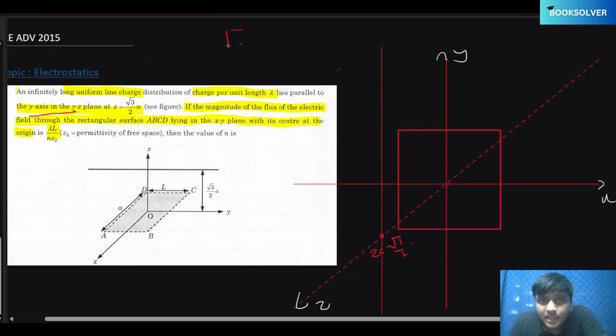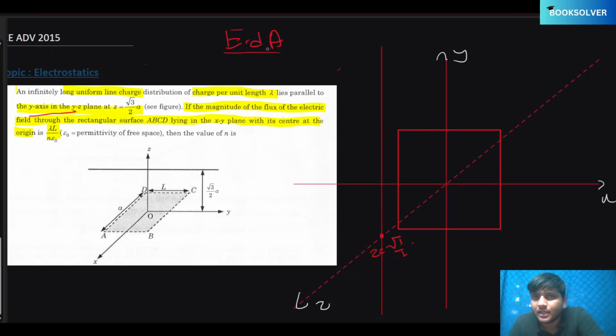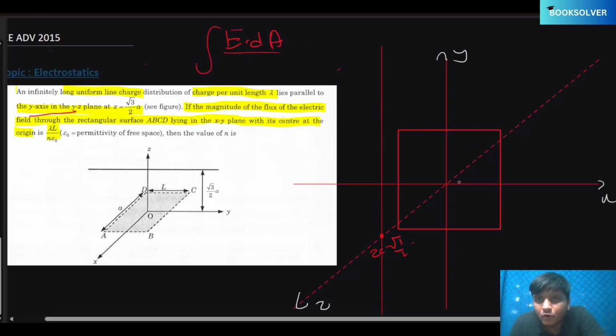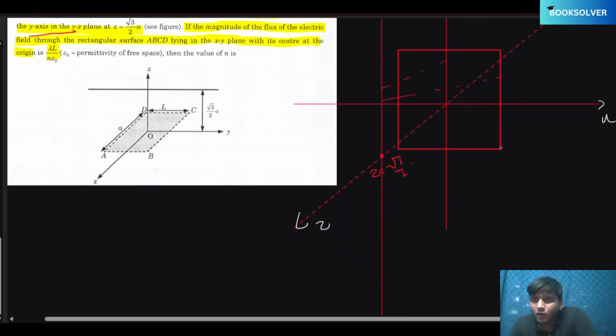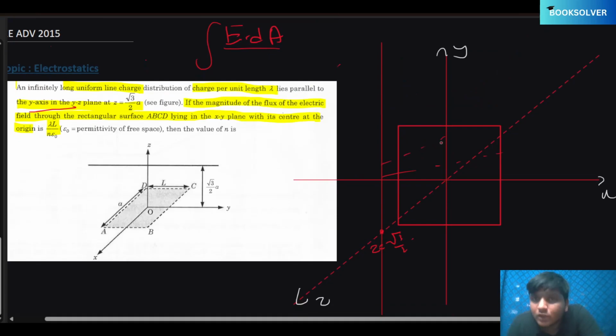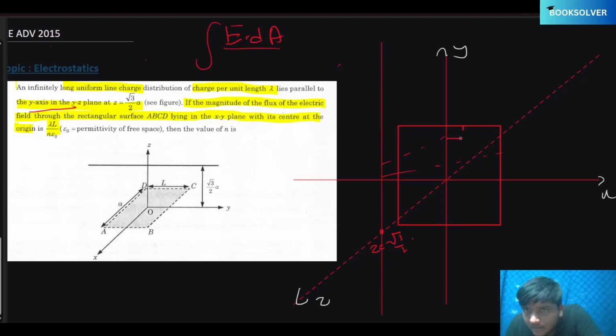Now, what is the electric flux? It is nothing but the integral of E dot dA, the electric field dotted with the area, integrated over the whole area. You can see that this distance is different from this distance, so the electric field is not uniform throughout our area. So we have to take an integration. Let's suppose at some distance r on the x-axis, we take a small portion dr like this.